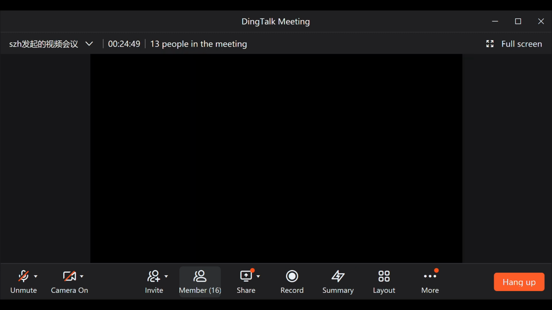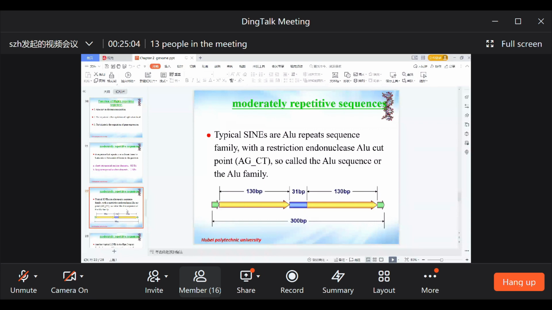Two sequences, the length is 130 base pairs, and another one is 31 base pairs. This moderately repetitive sequence is the ALU family, all ALU sequence. Okay, this you understand.